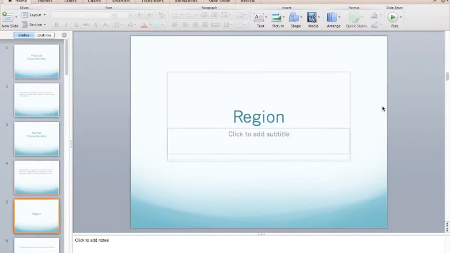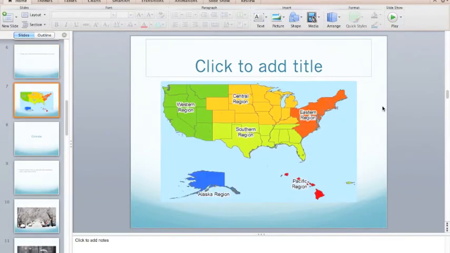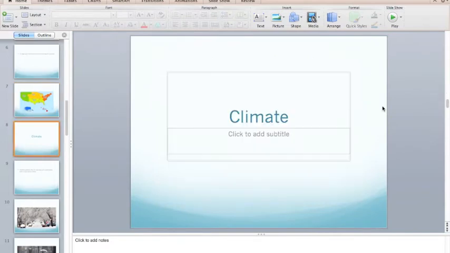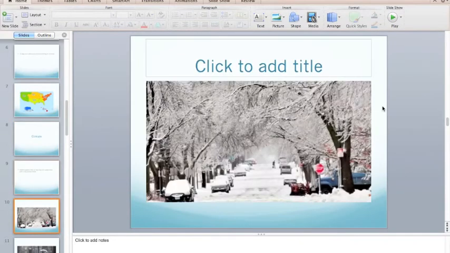I have the word, the definition, and I have the students say the word and read the definition out aloud. And then I have a picture. This picture shows that the United States is split into 4 regions, and regions have areas that have a lot of commonality or common things between them. I have the climate definition, and then I have examples of different types of climates.